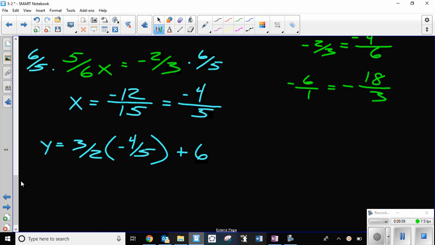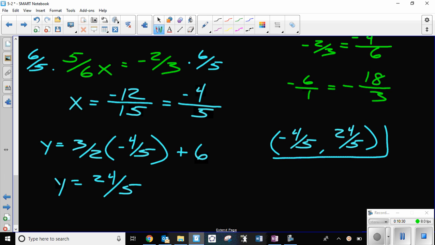When you multiply and add that all up, you are going to get a fraction of, looks to be, 24 fifths. So now your orthocenter, your point of intersection between your two altitudes, is going to be negative 4 fifths, comma, 24 fifths. And there's your final answer.